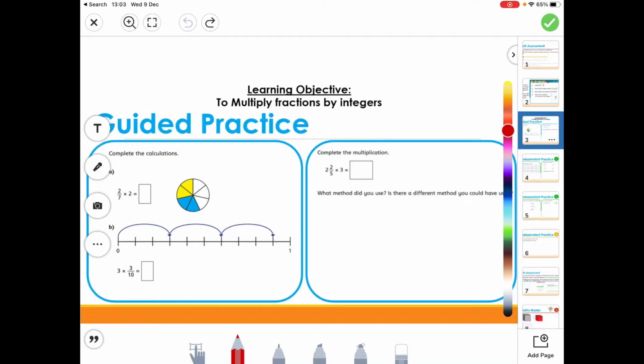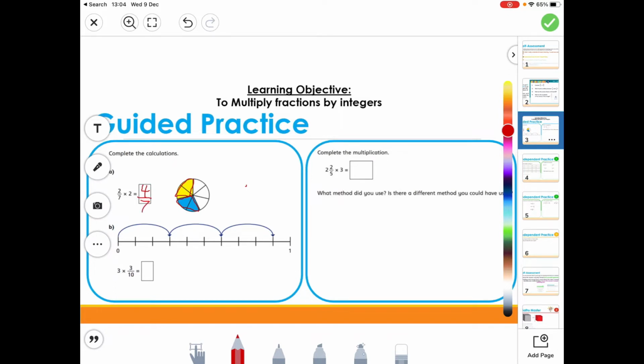Okay, starting with the guided practice, we've got A, 2/7 times 2. We can see from the wheel here that the yellow represents 2/7 and the blue represents 2/7. So we have 4 parts shaded out of 7 in total.